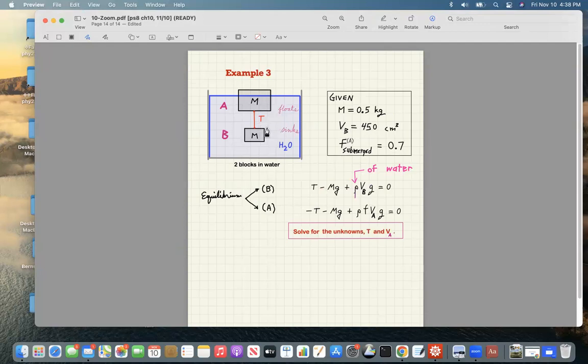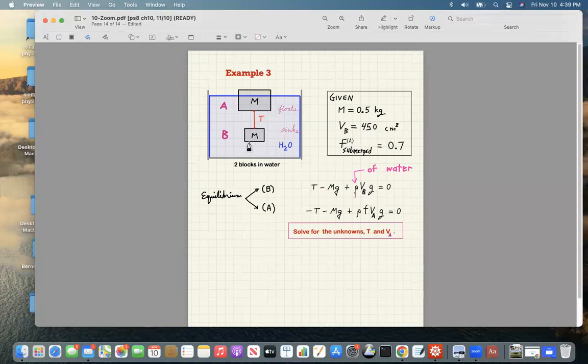This volume is 450 cubic centimeters. The amount of this block which is underwater is 0.7. So here's a picture. Here are the parameter values. It's better not to put the parameter values on the picture because it just clutters up the picture. Can't really tell what's going on. And now we write down the equations. And the equations are very simple.